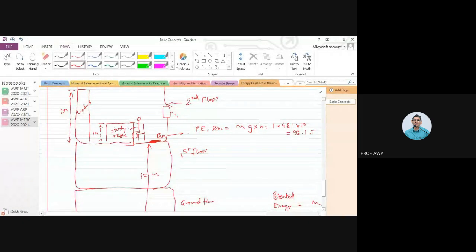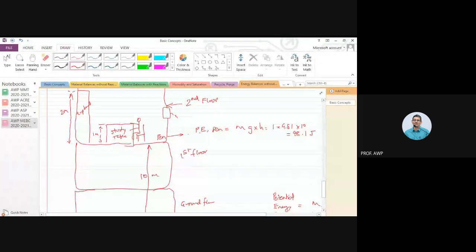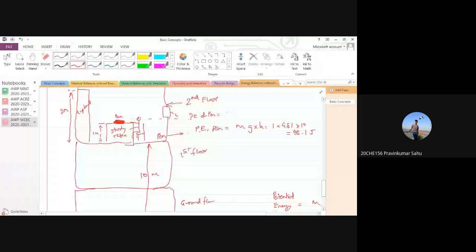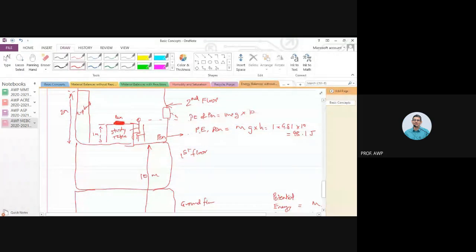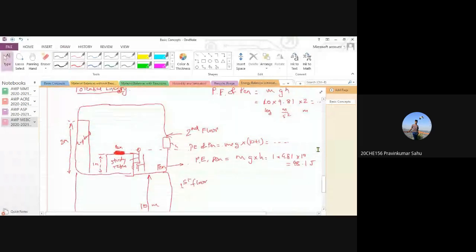Now Praveen picks up the pen and brings it back onto the study table. Now, Praveen, tell me what is the potential energy of the pen? Sir, m into g into the height of the two floors plus the height of the table. Oh, so 10 plus 1, 11, right? Sir, but, 20 plus 1.